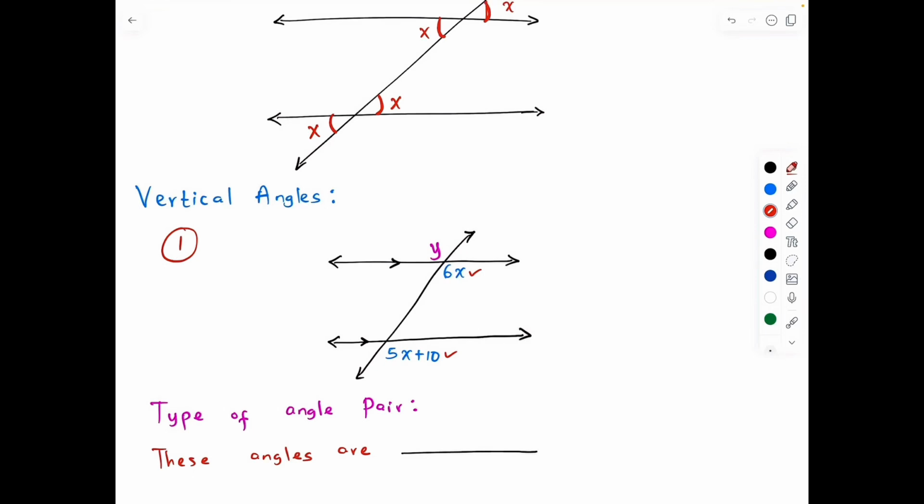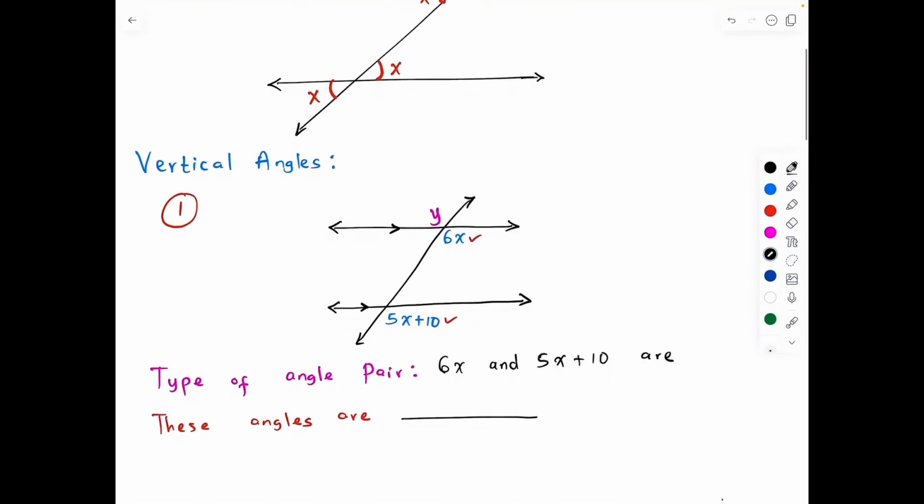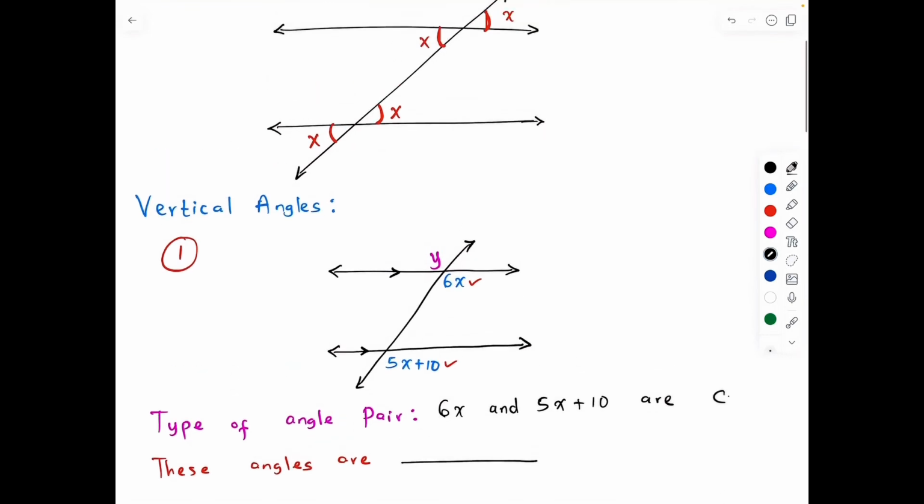For this question, the first thing I saw is that these two angles, they are corresponding. Why is that? Because the 6x is inside, the 5x plus 10 is outside, and they are on the same side of the transversal. So then it makes those two angles to be corresponding. So I would say that 6x and 5x plus 10 are corresponding angles.